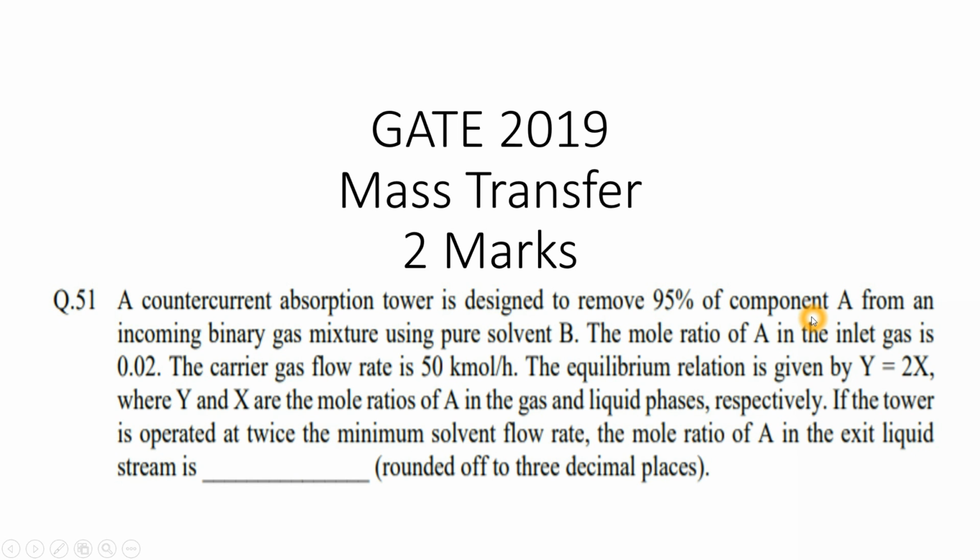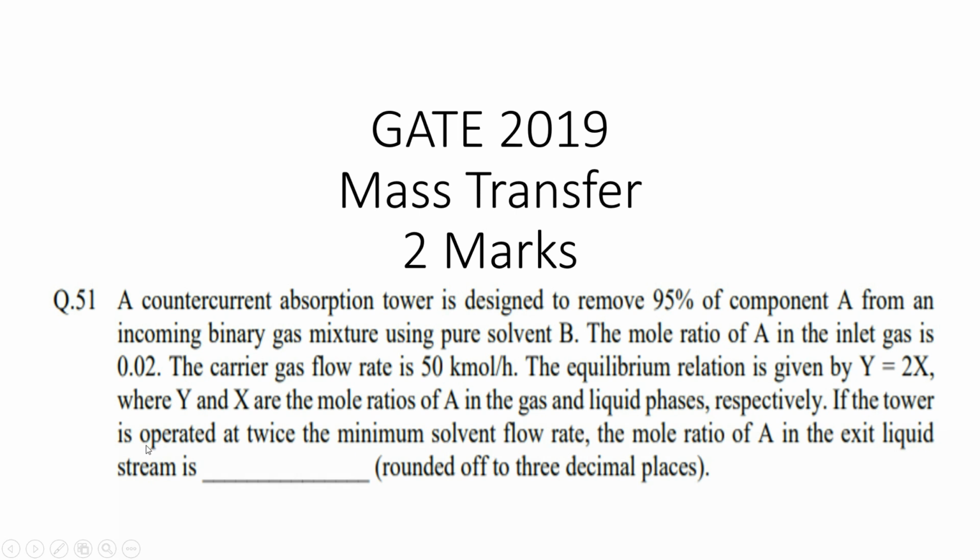Our next question is from GATE 2019, mass transfer for 2 marks. A countercurrent absorption tower is designed to remove 95% of the component A from an incoming binary gas mixture using pure solvent B. The mole ratio of A in the inlet gas we have given, carrier gas flow rate we have given, the equilibrium relationship we have given, where y and x are the mole ratio of the A in the gas and liquid phases respectively.